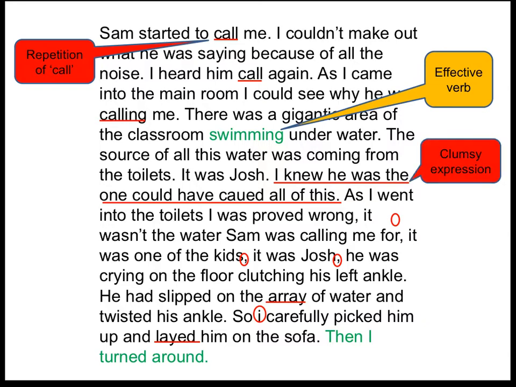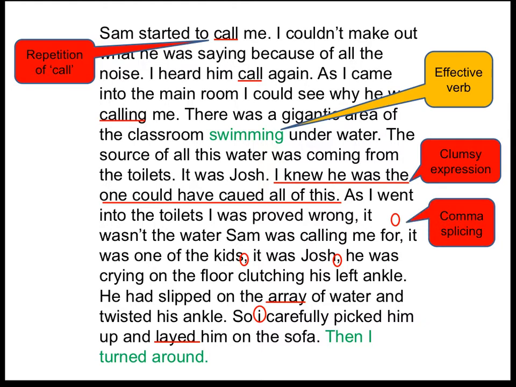This sentence, when I read it just a moment ago, I tripped over the words a little bit, and that's because the expression in this particular line is quite clumsy. I knew he was the one could have caused all of this. That doesn't make sense. So it's worth as well reading through your sentences and thinking, well, does that sound right? And if it doesn't, then it's probably because your expression is clumsy, so you need to read back through the sentence and try rewording it. Again, just the line through the sentence, and then with the new sentence written above it or just after it.